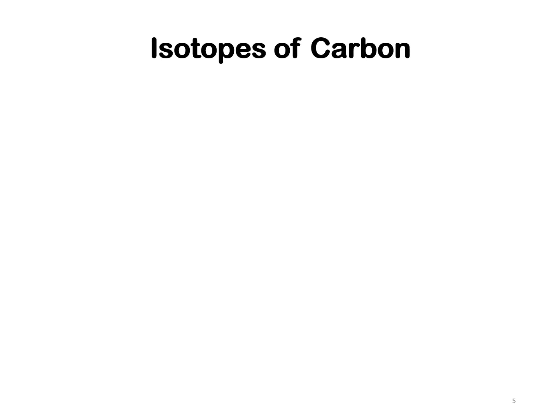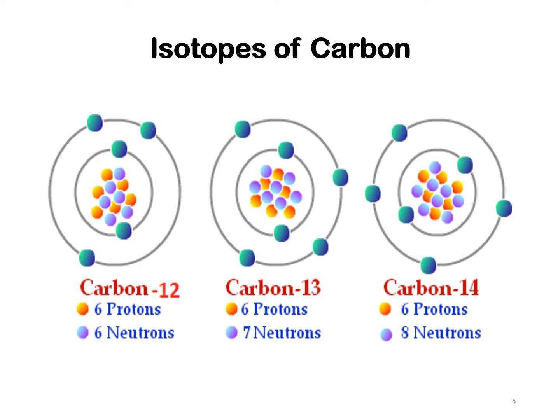Here we have the isotopes of carbon. There are 3 isotopes of carbon. In carbon 12, there are 6 protons and 6 neutrons. In carbon 13, there are 6 protons and 7 neutrons. In carbon 14, there are 6 protons and 8 neutrons. Here we can also say that there are 6 protons in each atom. That is, the atomic number will be the same, but due to having different numbers of neutrons, these are isotopes.